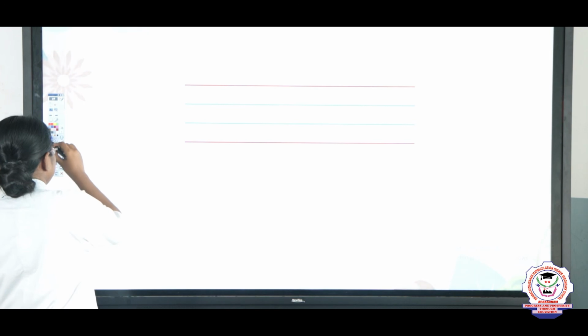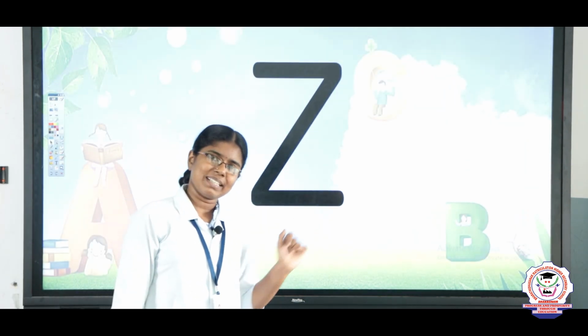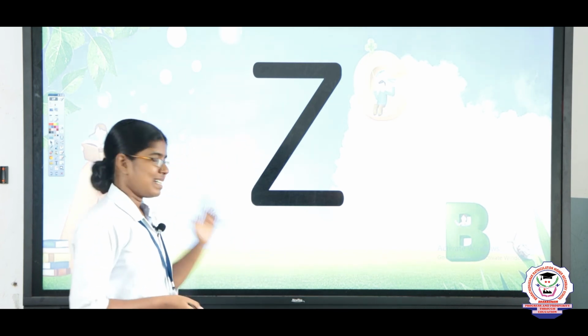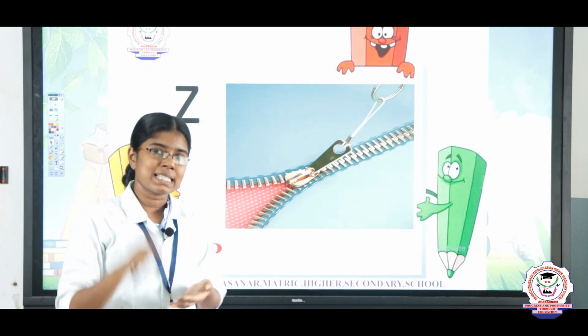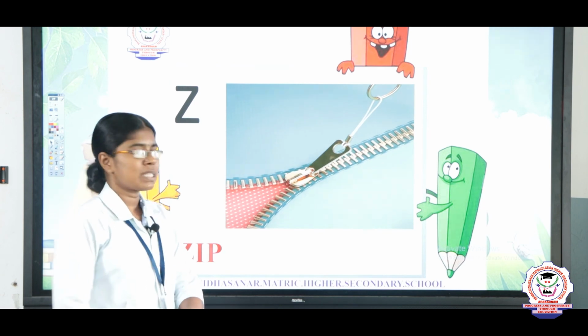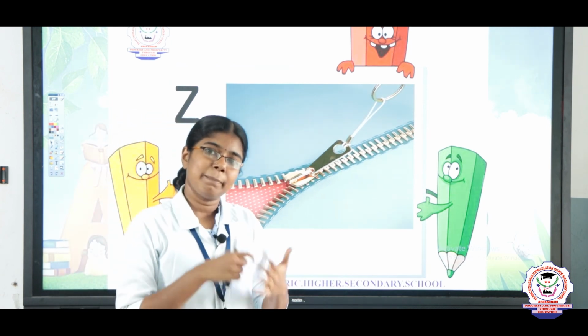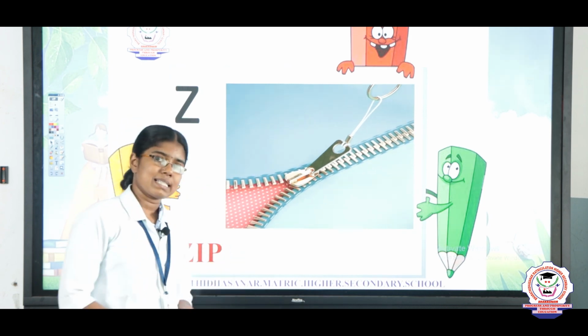And then see here, this is the last and final letter. What letter is this? Z. Very good. What letter? Z. Good, good. See here, Z for zip. Z-I-P, zip. We can use a zip to close our bags, purses, etc. Right, children? So, Z for zip.